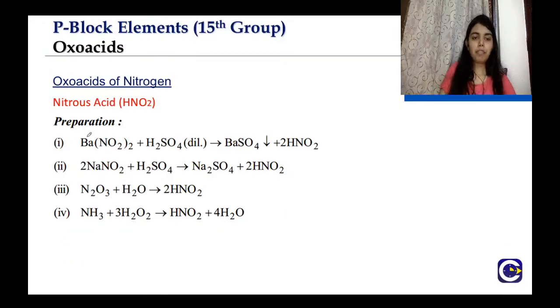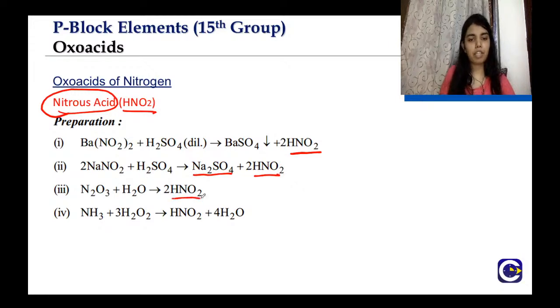Preparation: if you see that Ba(NO2)2 reacts with H2SO4, it will give you barium sulphate as a precipitate and HNO2 will be formed. So this is the preparation of nitrous acid. We are done with HNO3, we will be doing HNO2 now. Or NaNO2 plus H2SO4 will give you Na2SO4 plus HNO2. N2O3 plus H2O will give you HNO2. Ammonia plus peroxide will give you HNO2 plus water. So this is how you can prepare HNO2, that is nitrous acid.